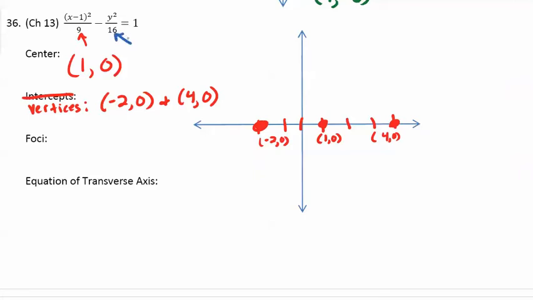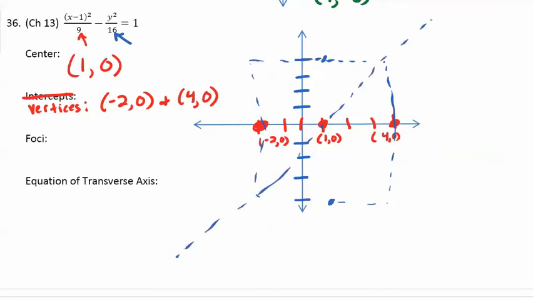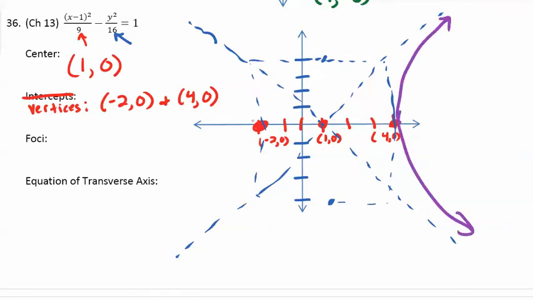So remember that we're going to travel the square root of 16 units in the other direction. So we're going to go up 4 and down 4, and these points have no name, but through these values we draw this fundamental rectangle, and through the corners of that fundamental rectangle we get our asymptotes. So a lot of work with graphs that have asymptotes during this semester. So here's our hyperbola approaching its asymptotes.